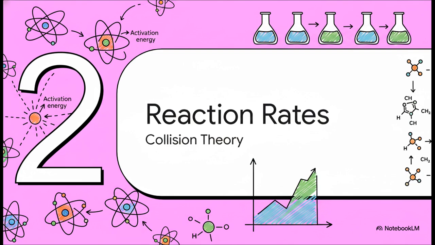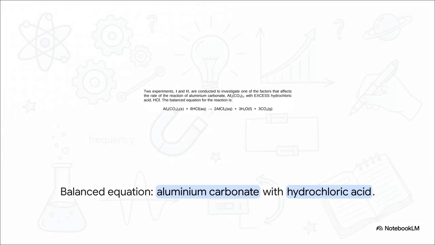We'll be looking at collision theory and calculating volumes. Here is an exact balanced equation provided for an experiment testing aluminum carbonate reacting with excess hydrochloric acid. Remember, whenever you get a balanced equation on your exam, your immediate first instinct should be highlighting the molar ratios. See that? 1 mole of solid aluminum carbonate reacts with 6 moles of aqueous hydrochloric acid to produce 3 moles of carbon dioxide gas. Those numbers are your essential roadmap for the calculations that are definitely about to follow.